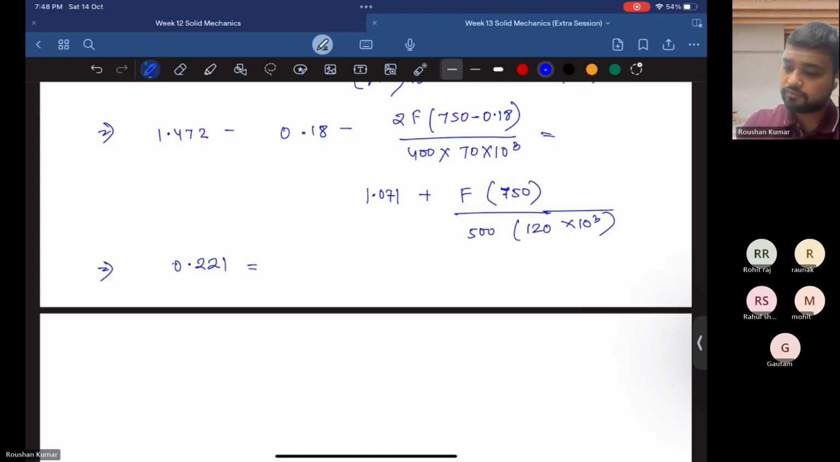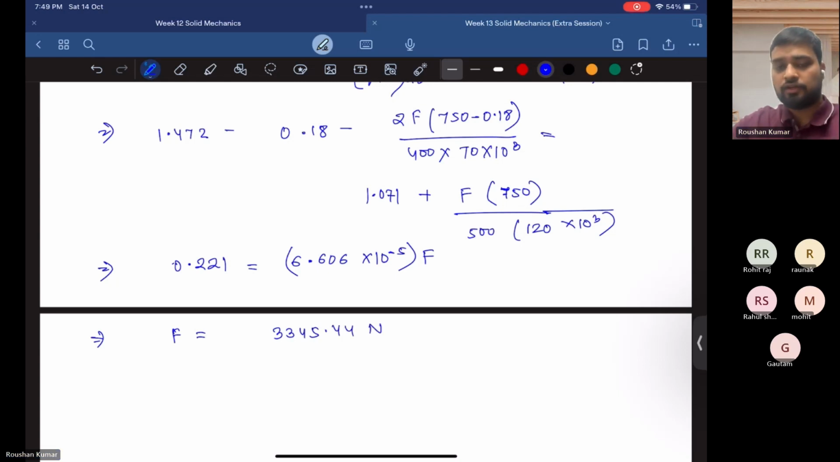equal to 6.606 into 10 to the power minus 5 times F. So from here, if you calculate this, the value of F is found to be 3345.44 Newton. So I hope you are understanding.